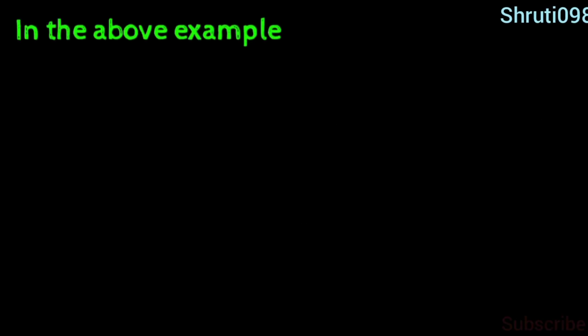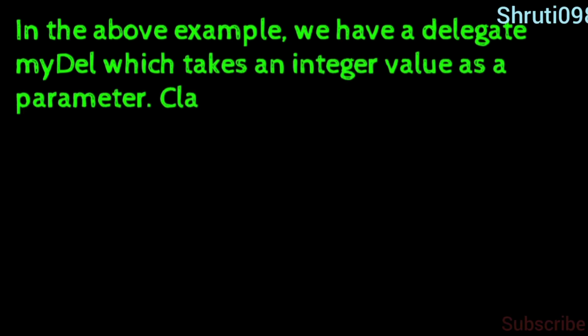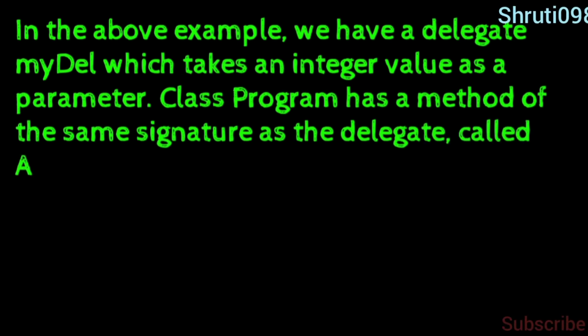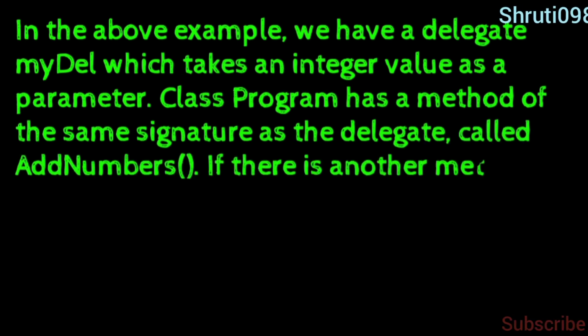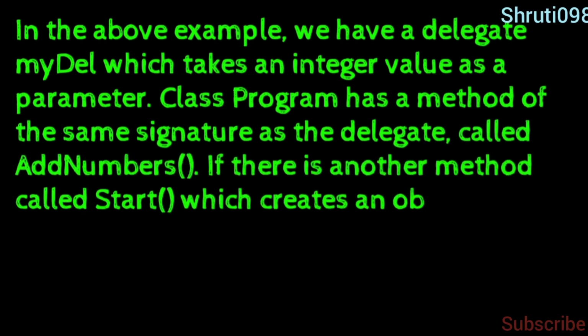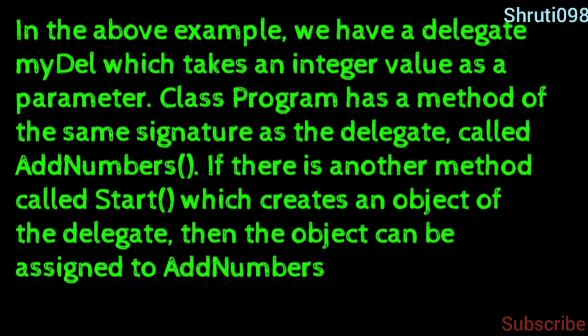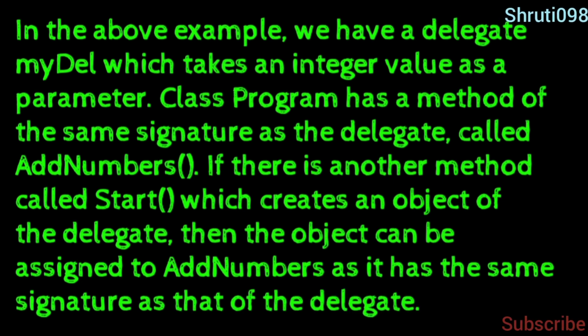In the above example, we have a delegate, myDelegate, which takes an integer value as a parameter. Class Program has a method of the same signature as the delegate, called addNumbers. If there is another method called Start which creates an object of the delegate, then the object can be assigned to addNumbers as it has the same signature as that of the delegate.